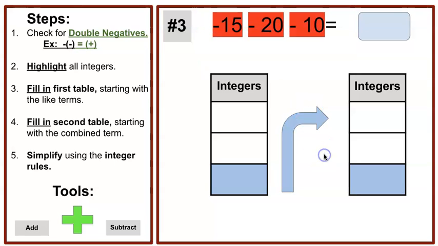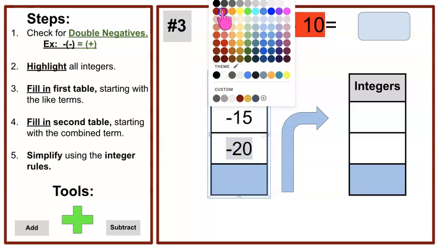All right. So in this problem here, all of them are the same. So let's take 2 at a time, right? Because it says fill in the table starting with like terms, but all of them are alike. So I'm going to go ahead and start with negative 15. And I'm going to start with negative 20 because they're all red. Remember, red plus red makes big red. So we're going to go ahead and highlight that in red.